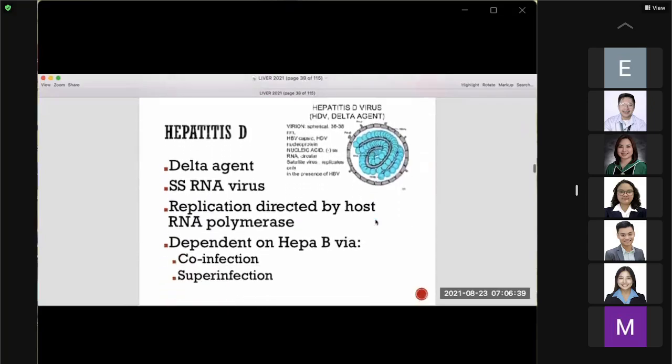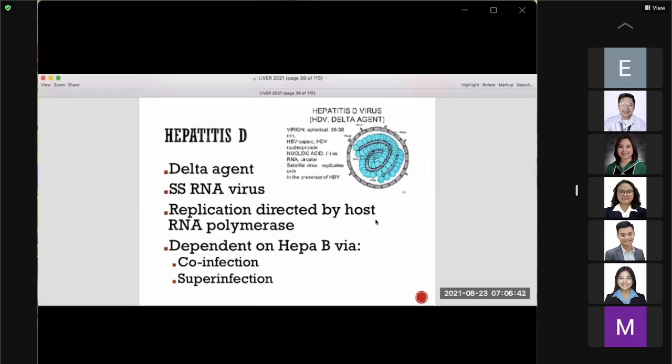The fourth one is hepatitis D. So hepatitis D is known as the delta agent. It's a single-stranded RNA virus. The replication is directed by host RNA polymerase. So it's really parasitism, as they're using the machinery of the host cells. Okay, so this one is dependent on hepatitis B virus. So in the form of co-infection, they always have to be with hepatitis B, or superinfection.